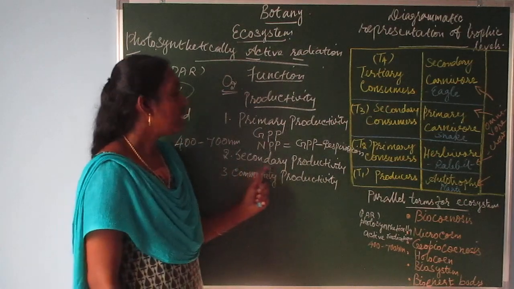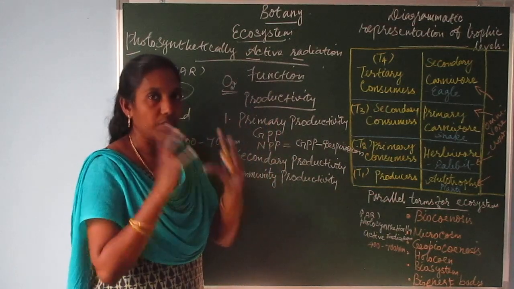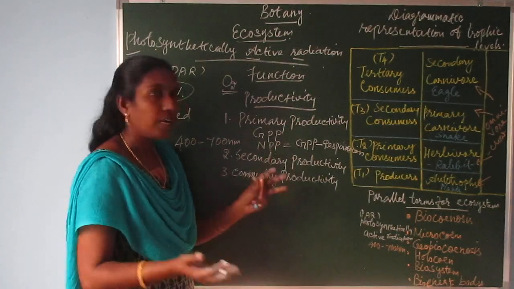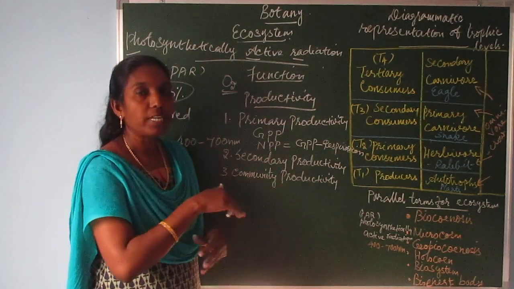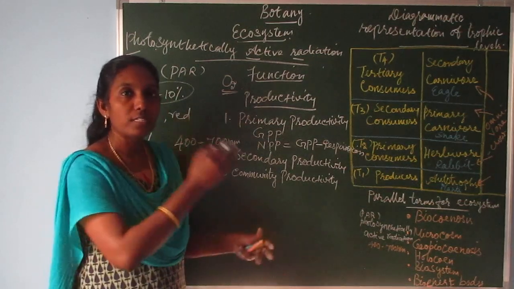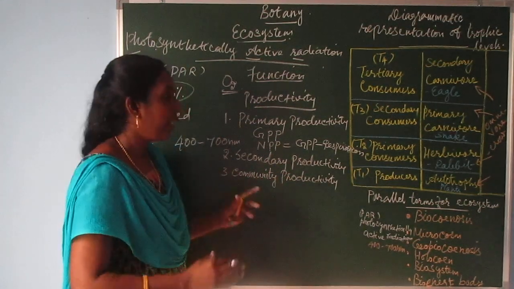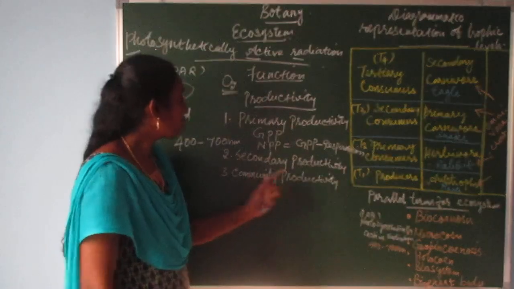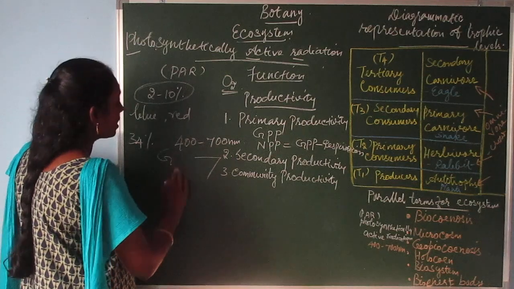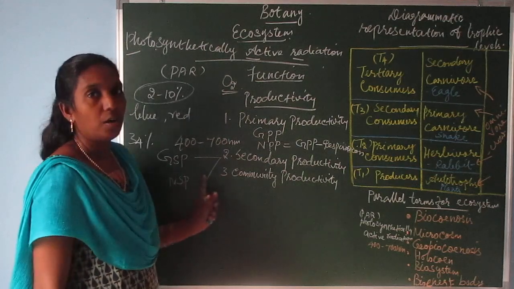Then the second productivity is secondary productivity. Here there is a gross amount, the total amount of energy, which can be utilized or consumed by the consumers or the heterotrophs, the heterotrophic organisms which consume the autotrophs. Here it loses certain energy. So secondary productivity is also classified into gross secondary productivity and net secondary productivity.